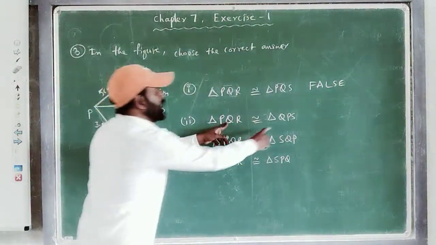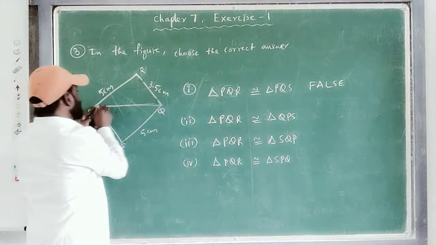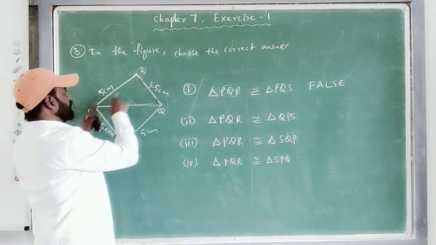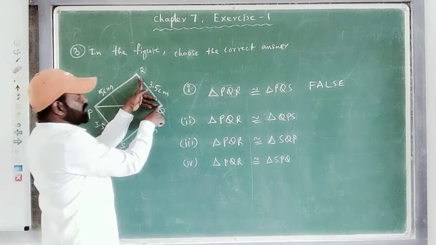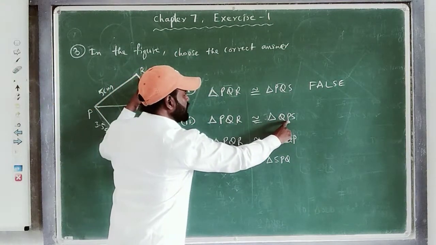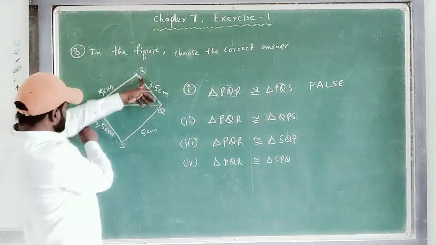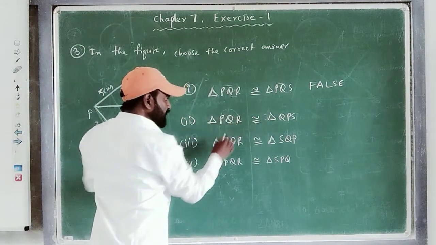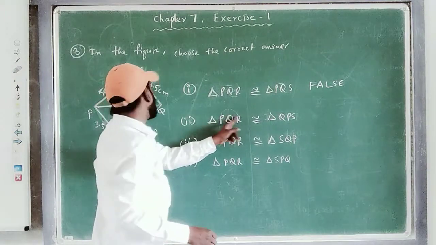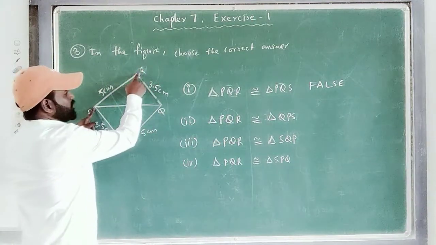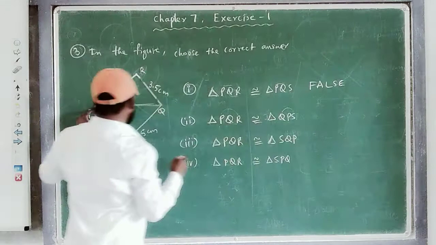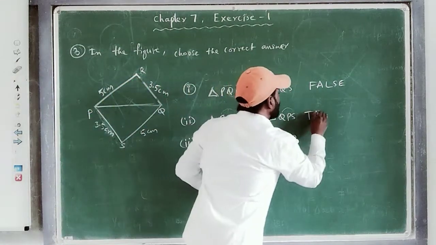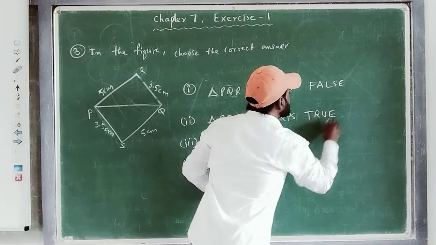Second one, PQ and QP. PQ, QP, both same. Next QR. Here Q and R is 3.5. Next in this triangle PS, PS is 3.5. Yes. Now the third one, we have to check the first and last. PR is how much? 5 centimeters. Here QS is how much? 5 centimeters. Yes, so it is correct. So this is true. All the corresponding sides are equal.